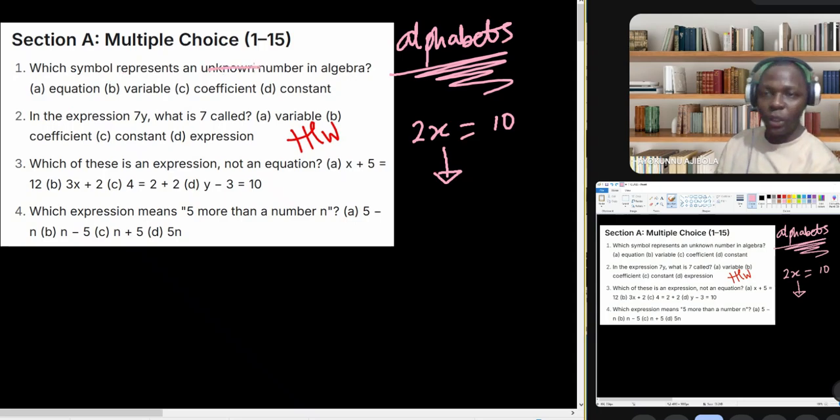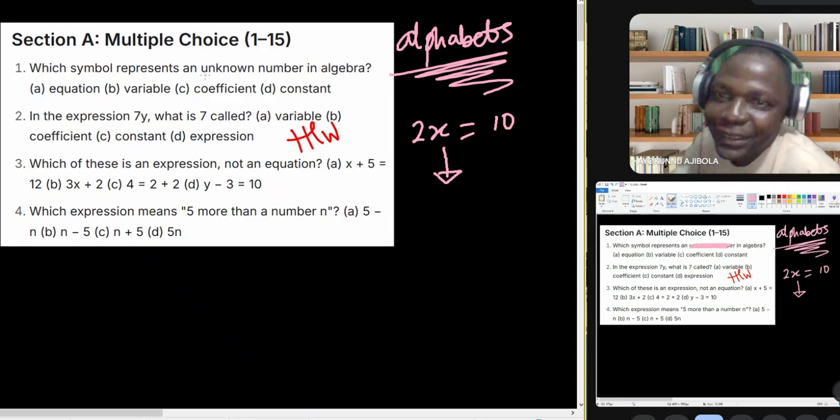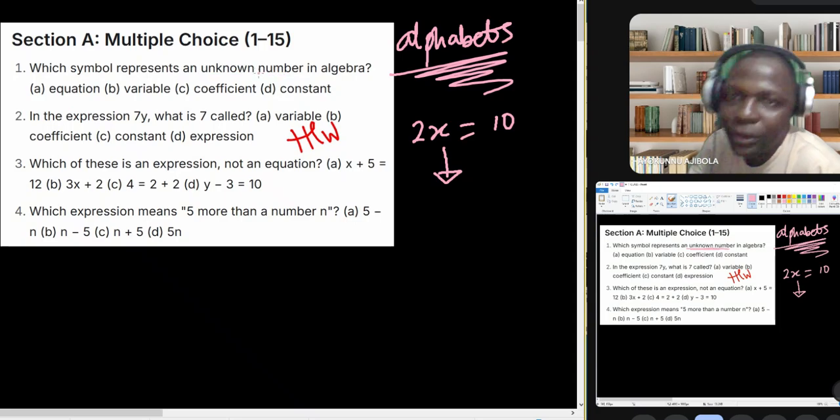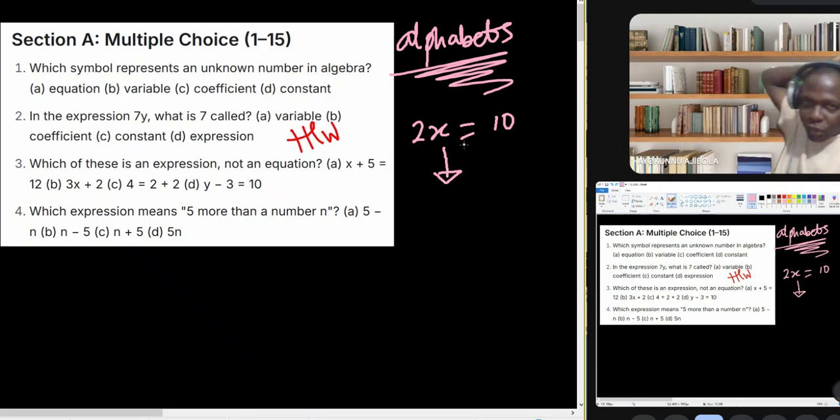And that's why they call it what? Variable. Wait, I think you're not seeing what I'm underlining. Algebra. That's why they call it what? Look at the board. That's why they call it what? Unknown number. So we don't know it, okay?